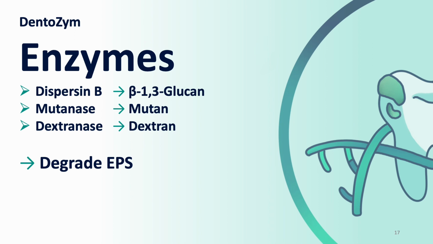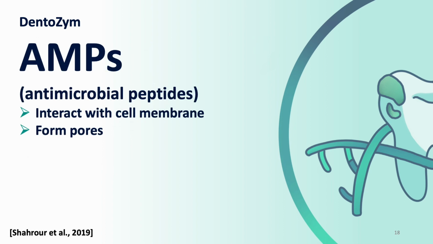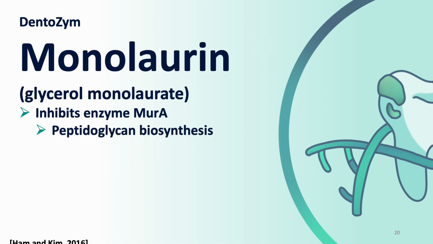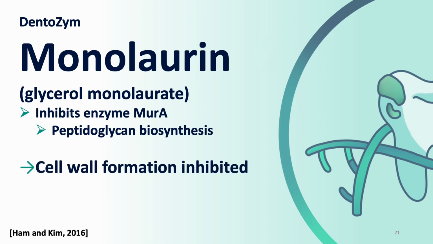To prevent the bacteria from regenerating the EPS and forming new biofilms at other places, the AMPs are employed. The AMPs interact with the bacterial cell membrane, making it porous, thus leading to the bursting and death of the cell. Our AMPs should have a specific effect against S. mutans, and other cells should not be affected. Monolaurin inhibits the enzyme MurA, which is responsible for peptidoglycan biosynthesis, thus inhibiting cell wall formation.